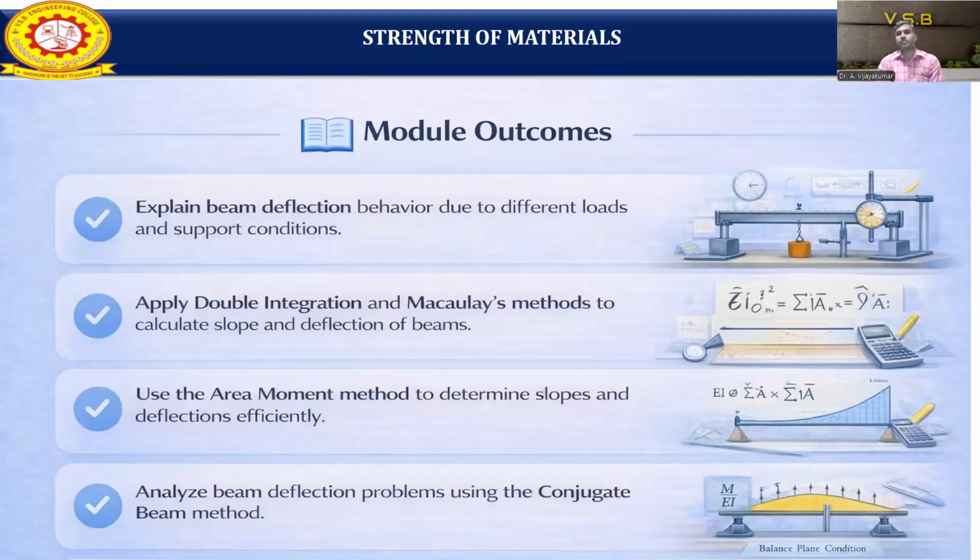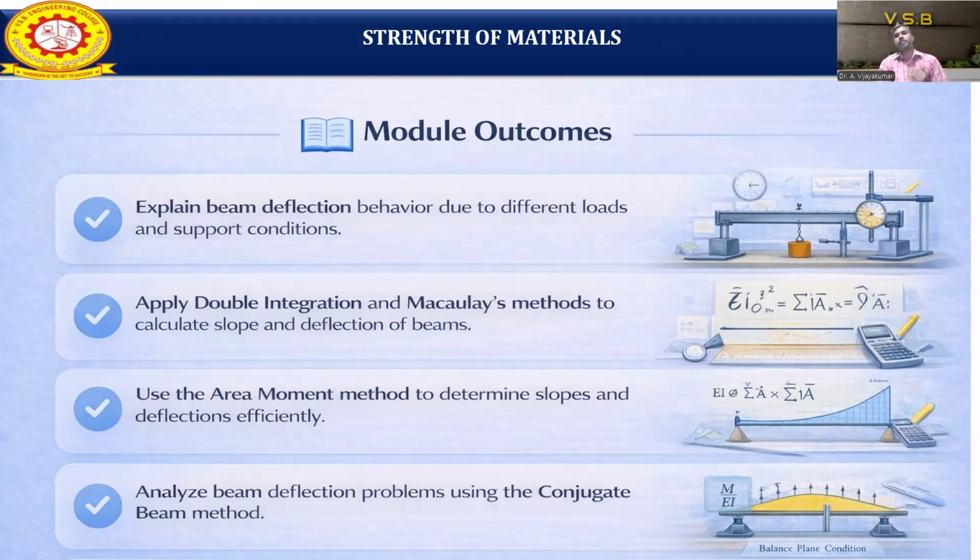So dear learners, these are the four methods we studied, a little introduction to the different types of deflection methods. Now, as a learner, you should be able to explain the beam deflection behavior due to the different loads and supporting conditions. Based on the various supporting and loading conditions, you can explain how the deflection will happen in the given beam system.